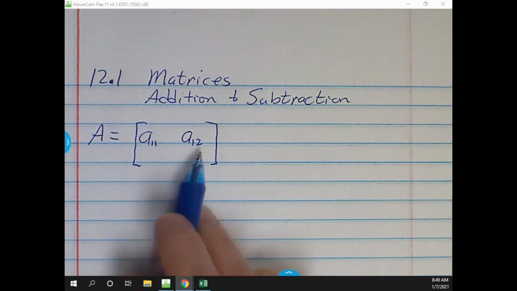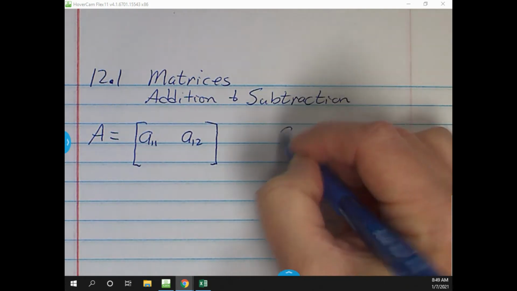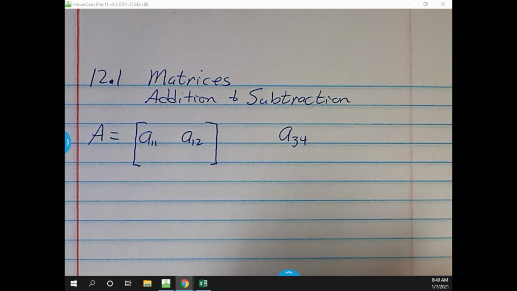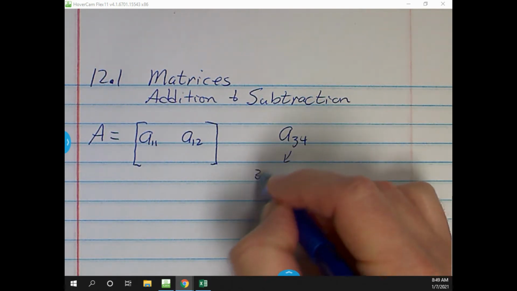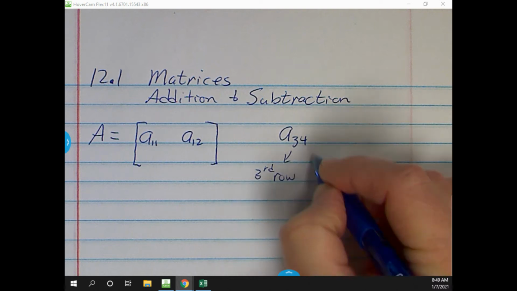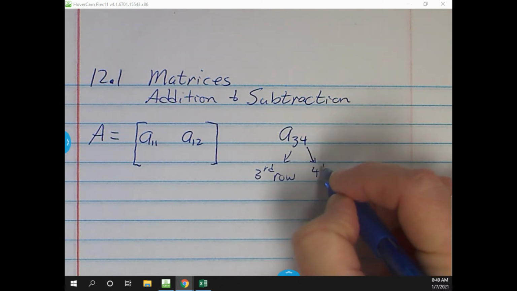And the numbers at the bottom, the subscripts, those are basically like location trackers. The first number is going to tell you the row that it's in. So this would be like the third row. The second number is going to tell you the column.